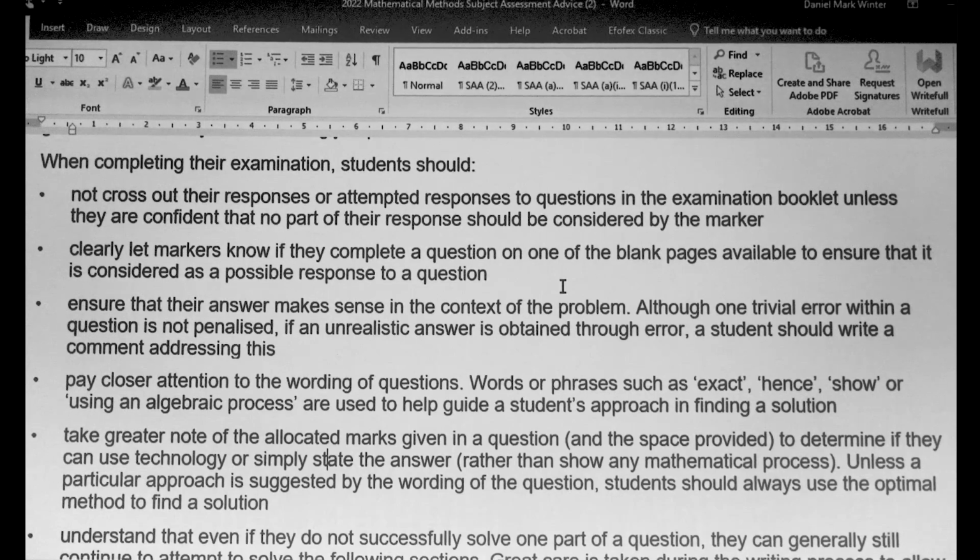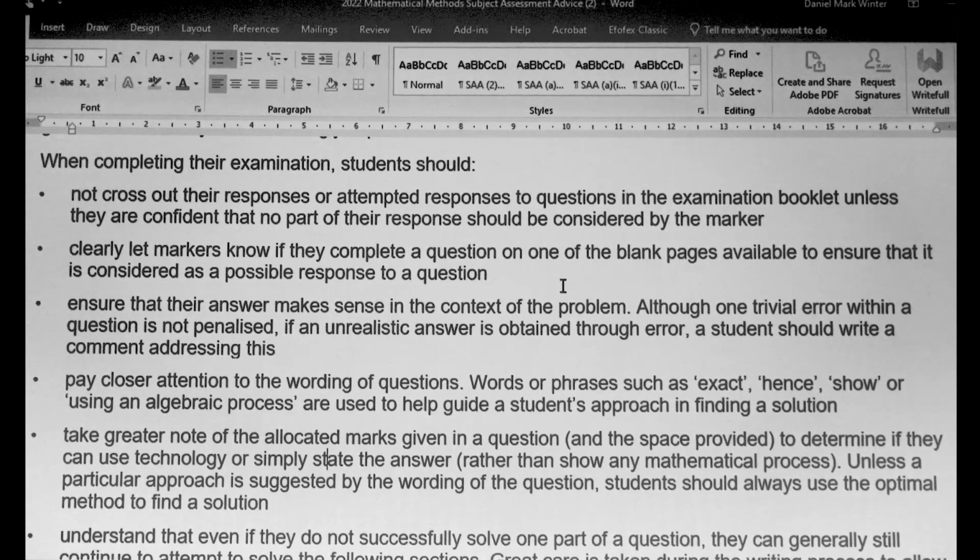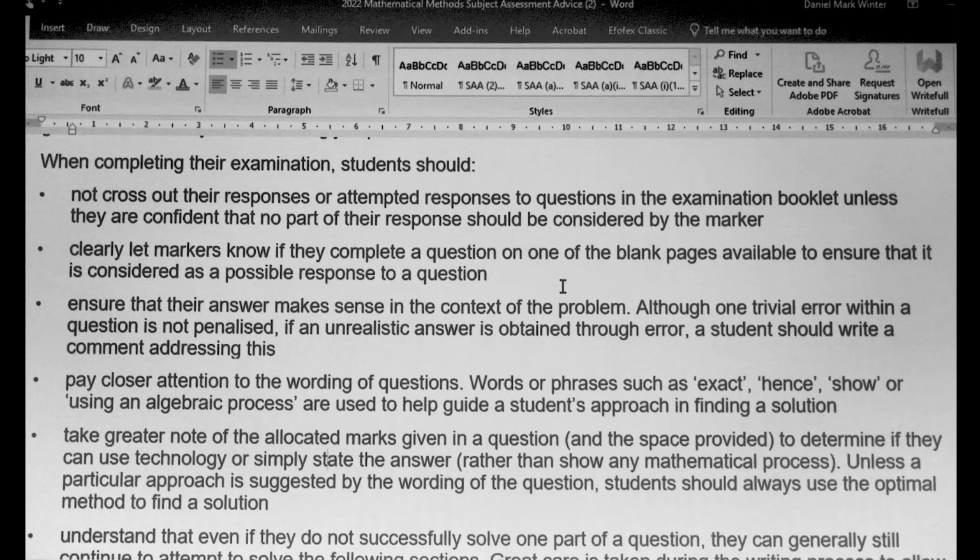So just to start with, I wanted to address a couple of key things about the exam that the Chief Examiner has prepared this report for us. We no longer mark crossed out work.